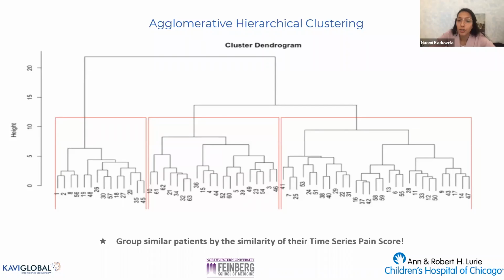Then we need to determine where is the optimal number of clusters, or how can we segment these groups? That's what you see in red. 3 clusters have been identified by looking at the dendrogram. Now let's look at what are the patients within each of these groups and how does their time series pain score look?